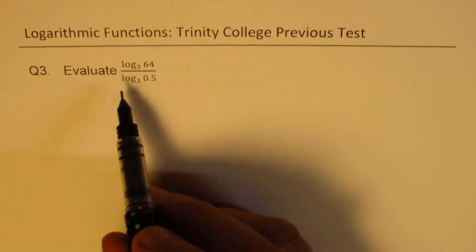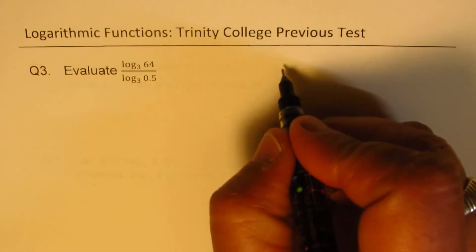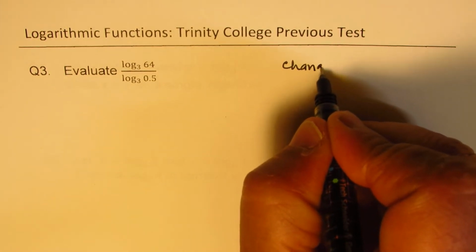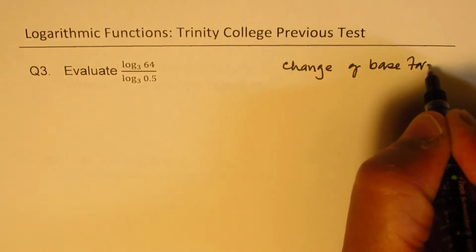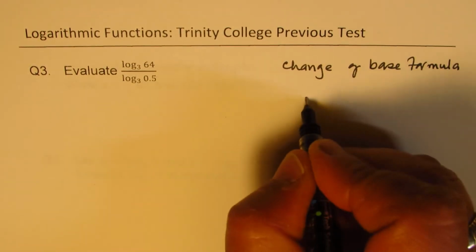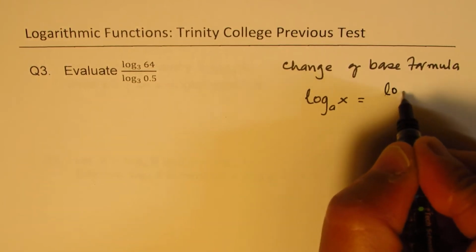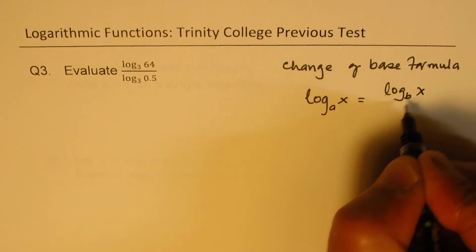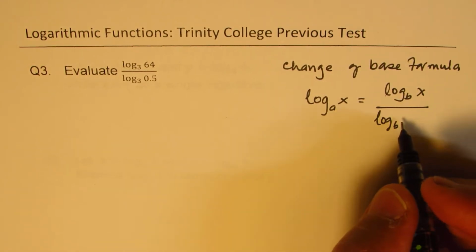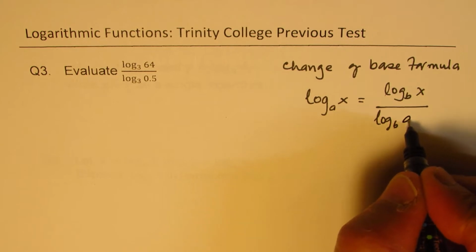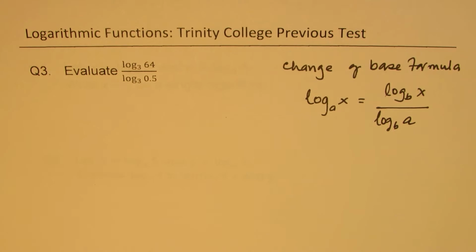Evaluate log to the base 3 of 64 and log to the base 3 of 0.5. Now here we are going to use the change of base formula. So if we are given log to the base a of x, we can change the base to anything like b and write it as log to the base b of x over log to the base b of a, right? So what we will do here is we'll change the base to 2.